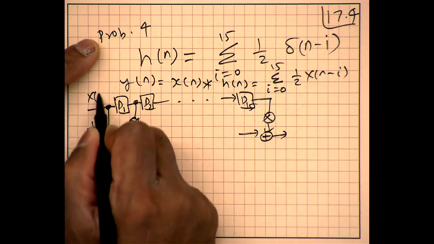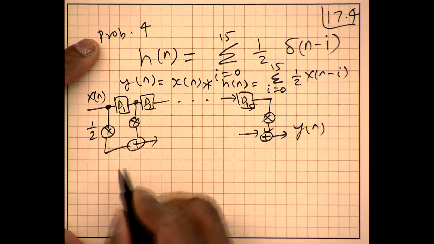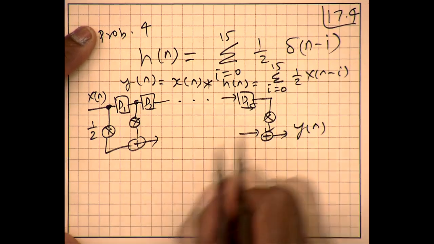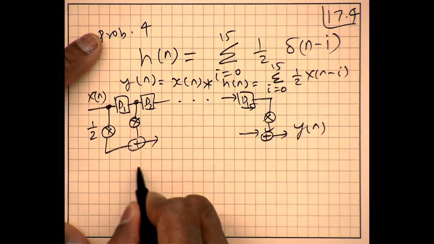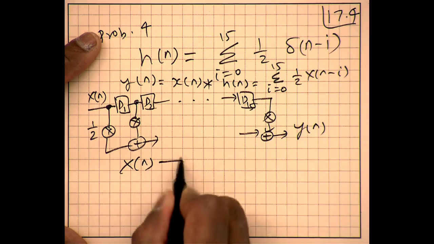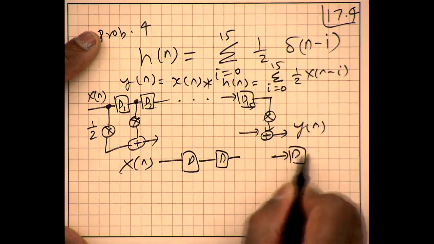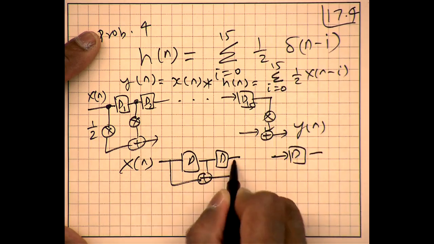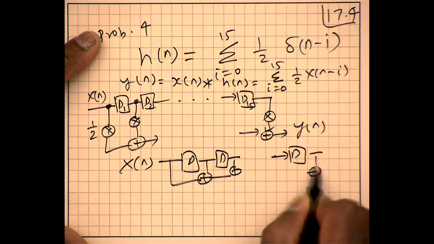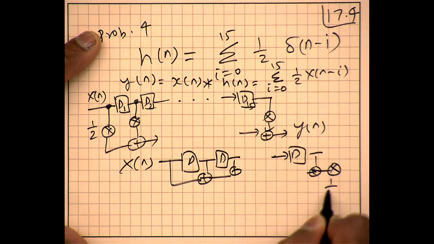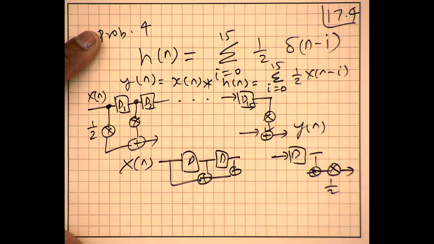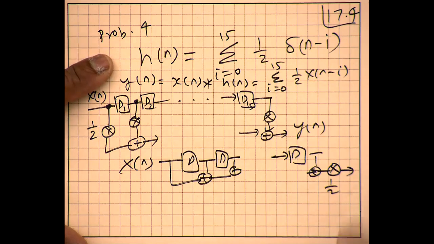And the idea here was for you to recognize, to reduce the number of multiplications, I can take half outside a bracket. So I can actually add all these x[n] and then multiply by half. So that will reduce the number of multiplications from 15 to 1. So that was the intent of that problem. And then the second part was a little more involved.